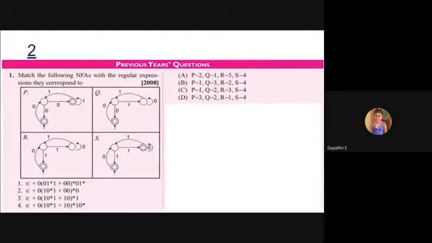So this is a non-deterministic finite automata, and the respective regular expressions are available in the picture. Just match the following. One clue for this problem: you have to concentrate on the final state. How the strings end, how the regular expressions end, you have to match with the final state of the given NFA.